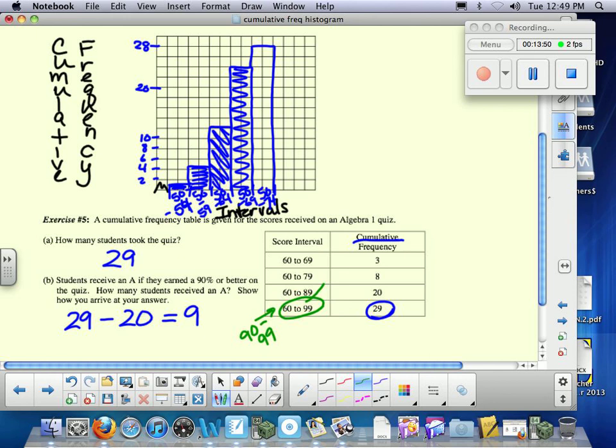That's it for cumulative frequency histograms. Remember that you are accumulating all of that information, so you're adding those together. Remember that you can tell by looking at the table, because they all start at the same place. And your graph, when you make it, should look like a set of stairs.